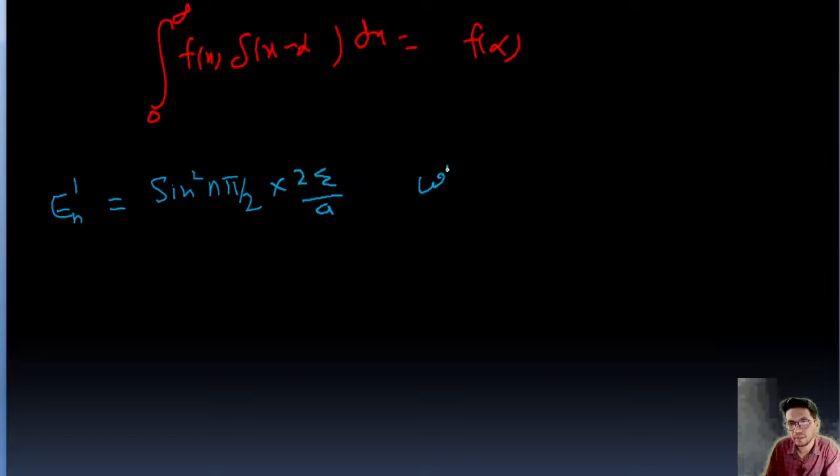And where n equals 1, 2, 3, because the particle is 1D, right? 1D infinite potential box. Here n starts with 1, 2, 3, right? And n starts with 1. So this is the first order energy correction, right? Now we'll find it for the ground state.